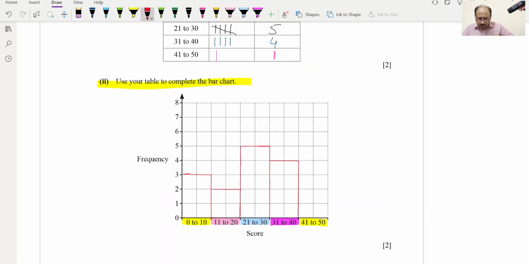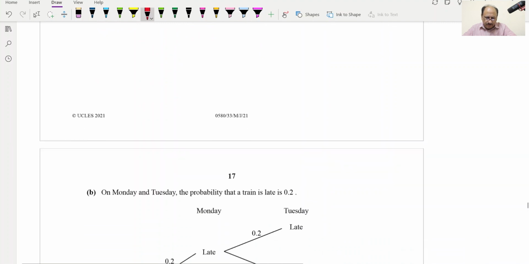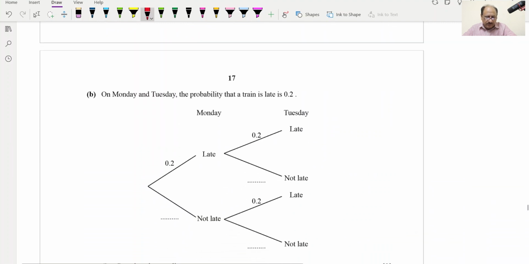And then comes 41 to 50, and 41 to 50 is what? 41 to 50 is 1 only. So this one, 1 will take this height. Now these are basically the heights, the bars we have shown. Hopefully you understood this. This is for your understanding. These lines are not compulsory. So this is done. Next part is B part.